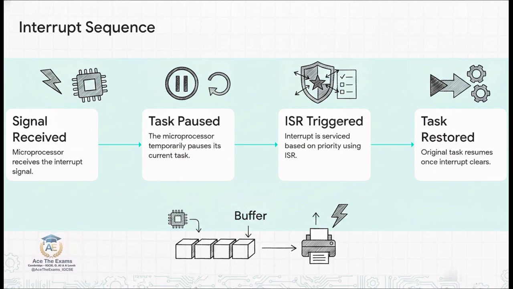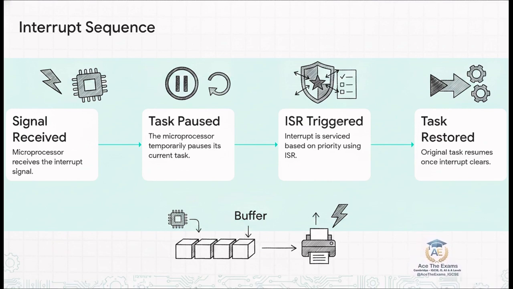Third, and listen closely because this is where you get the highest marks. The interrupt is serviced based on priority using an interrupt service routine, or ISR. You absolutely must use that exact terminology, interrupt service routine. If you just say the computer fixes it, you get 0 marks. And finally, step 4. The original task state is restored, and the CPU resumes what it was doing once the interrupt clears. Now, buffers play a huge role here too.